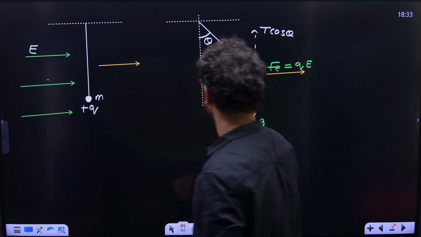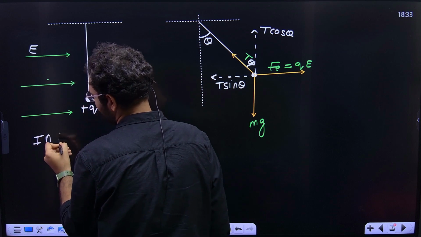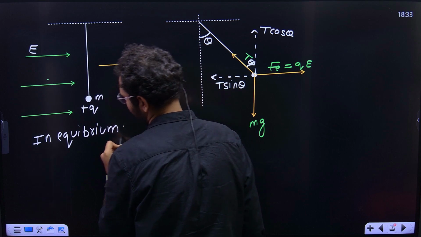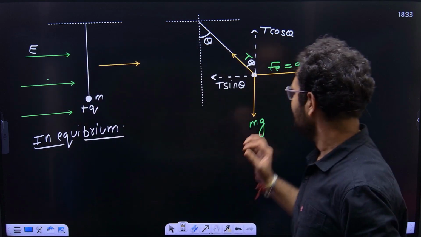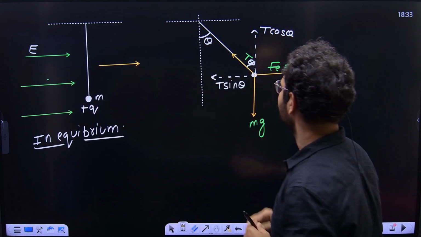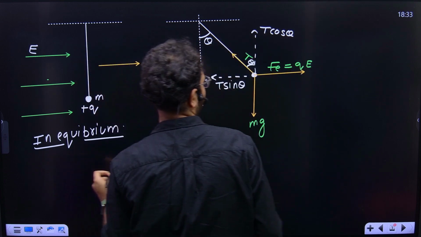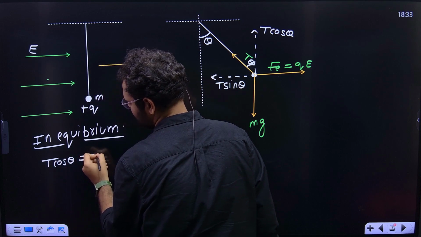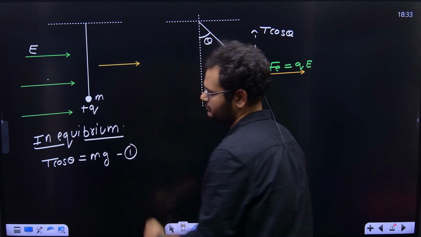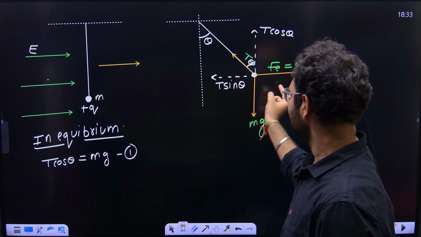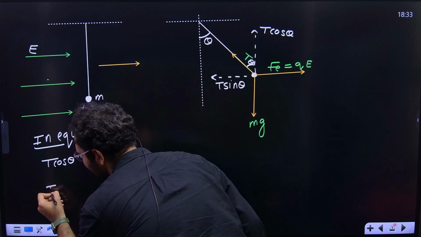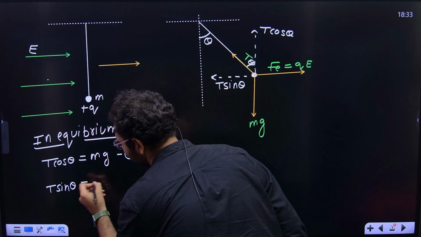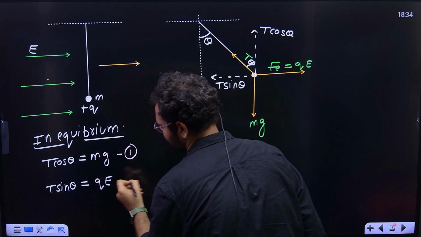So can I say that in equilibrium, horizontal and vertical forces are balanced? Correct. In equilibrium, if I write the equation for vertical forces, what will I get? Sir, the upward force is T cos theta. And what is the downward force? mg. So this is equation number 1. Another equation we will get: horizontal forces we will balance. So we will get T sin theta is equal to what? QE, the electric force. This is equation number 2.